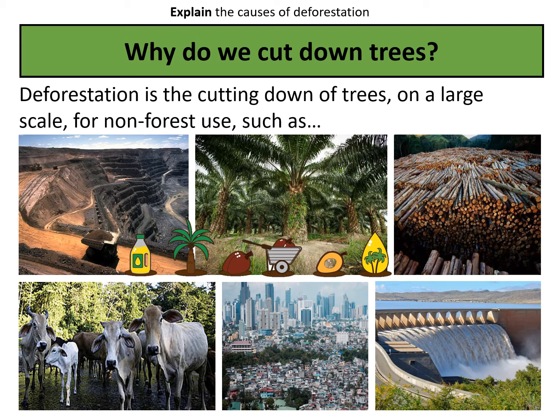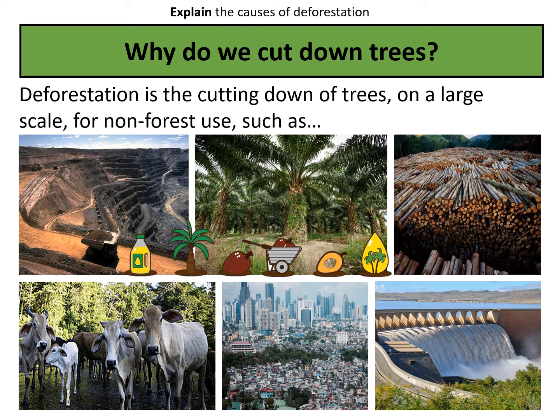So deforestation is the cutting down of trees on a large scale for non-forest use. And there's multiple reasons why we do it. So write down the sentence, please, and then use the images to help you. So in the first image, we've got mining, and that could be for natural resources such as minerals or fossil fuels. The second image is showing us palm oil.